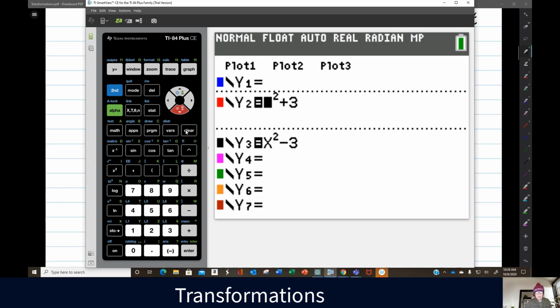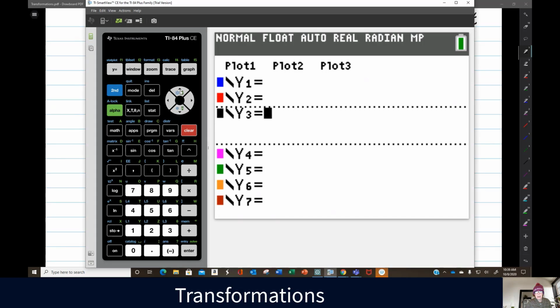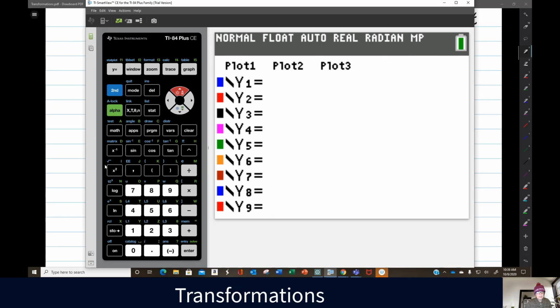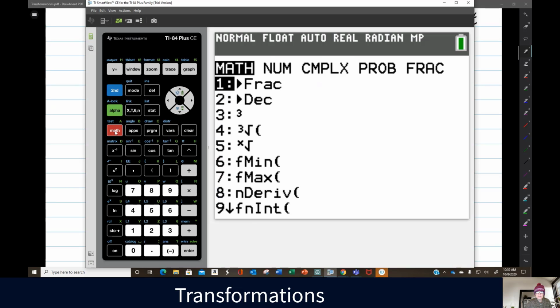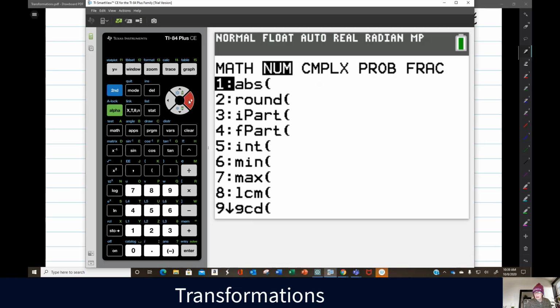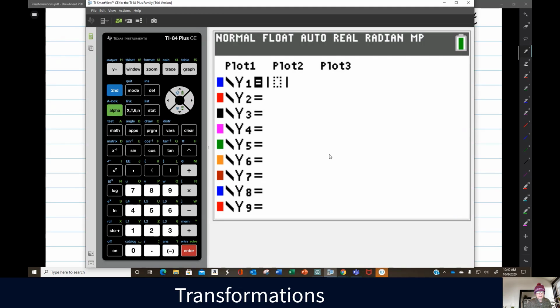So clear, down, clear, and then back up. How about the absolute value of x? That's the one that's a little harder to get to. I push the math button, and then the right arrow key to go over to num. And then, yeah, I'm going to accept abs, so I hit enter. And there I have the absolute value of x. I click on x, and I come over. I want to move it.